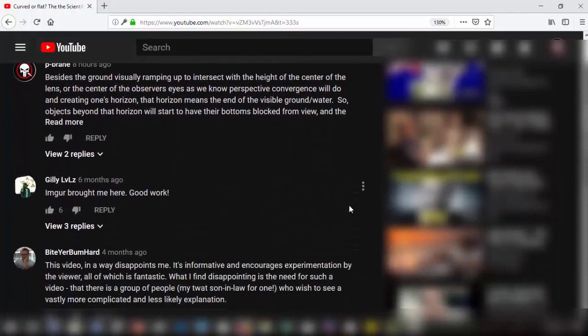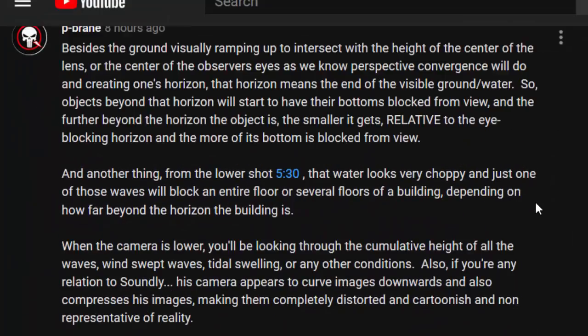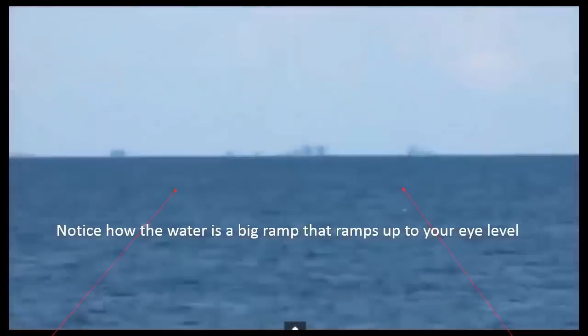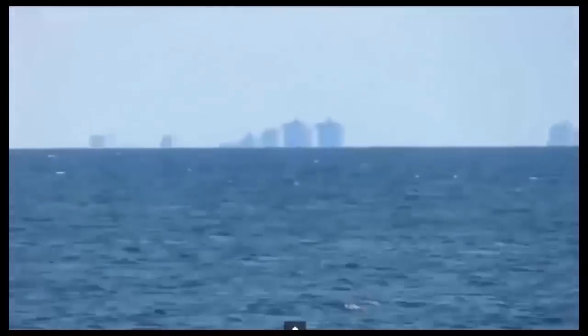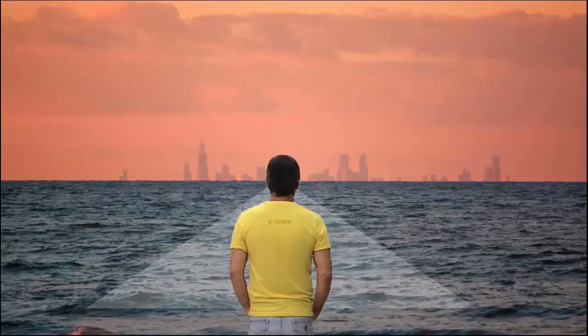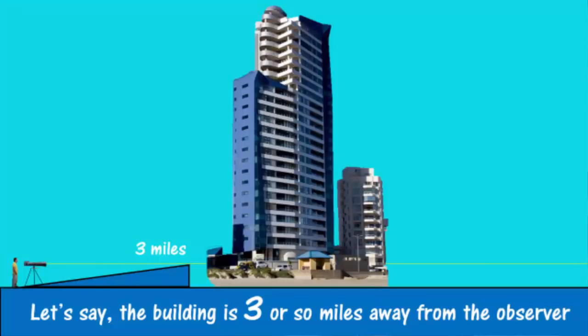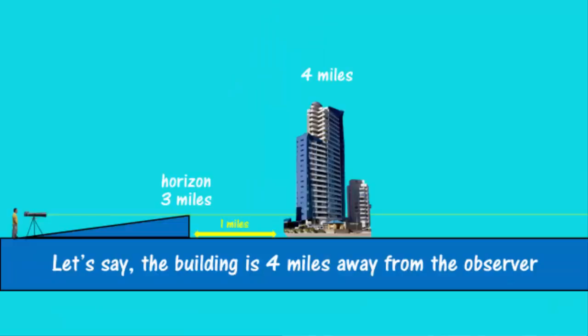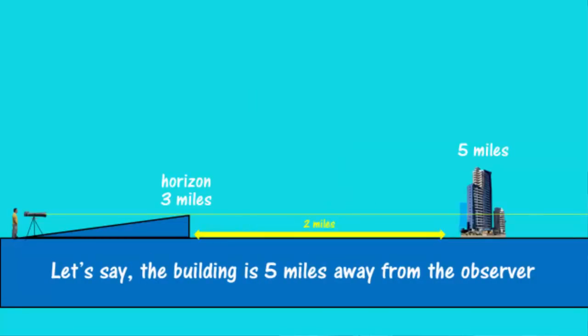The good thing about this is I have a script to read. How about that? Here we go. So I said, besides the ground visually ramping up to intersect with the height of the center of the lens, or the center of the observer's eyes, as we know perspective convergence will do, and creating one's horizon, that horizon means the end of the visible ground or water. So objects beyond that horizon will start to have their bottoms blocked from view. And the further beyond the horizon the object is, the smaller it gets relative to the eye-blocking horizon, and the more of its bottom is blocked from view.